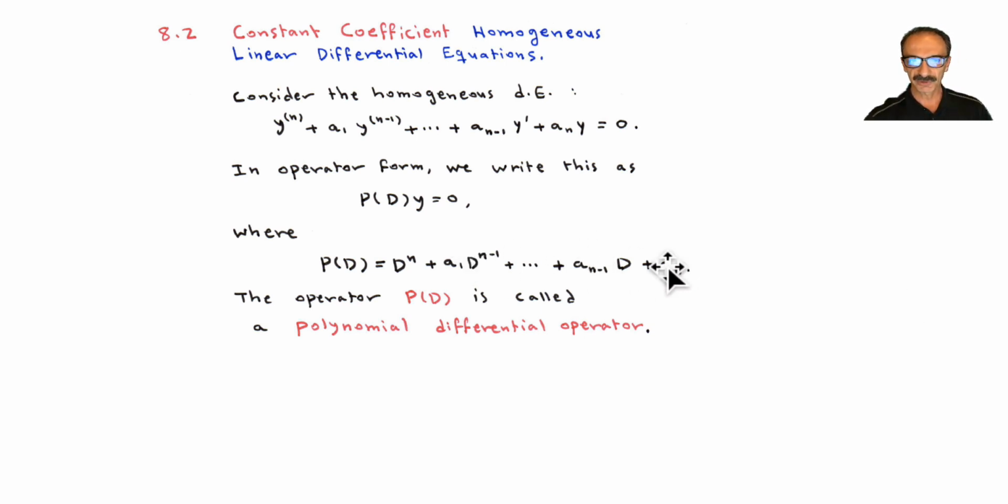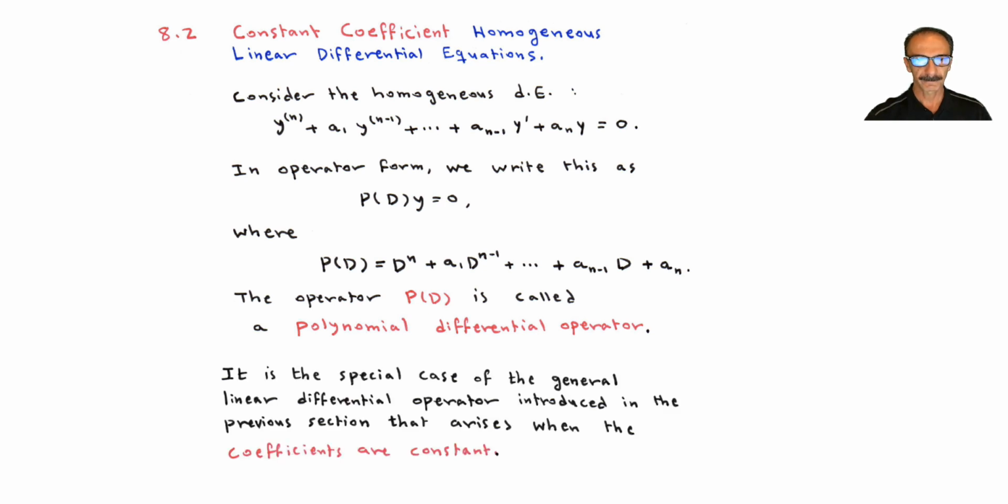As you can see, I'm trying not to read everything here in detail, but you could slow down and see what's the difference. Okay, let's move on. It is the special case of the general linear differential operator introduced in the previous section that arises when the coefficients are constants. So in this section we are focused on constant coefficient homogeneous linear differential equations.